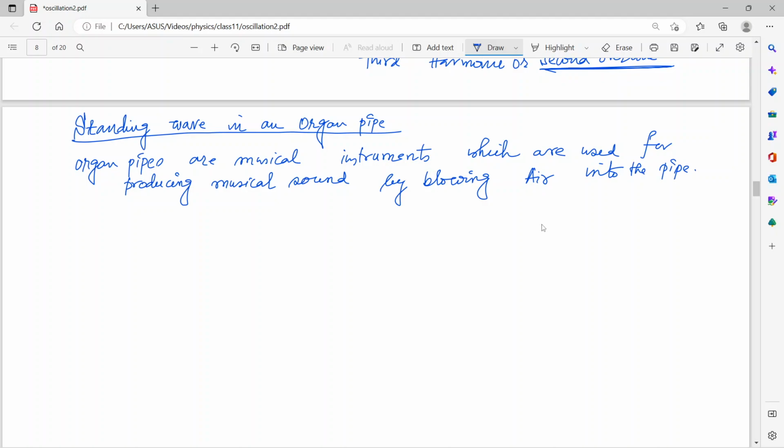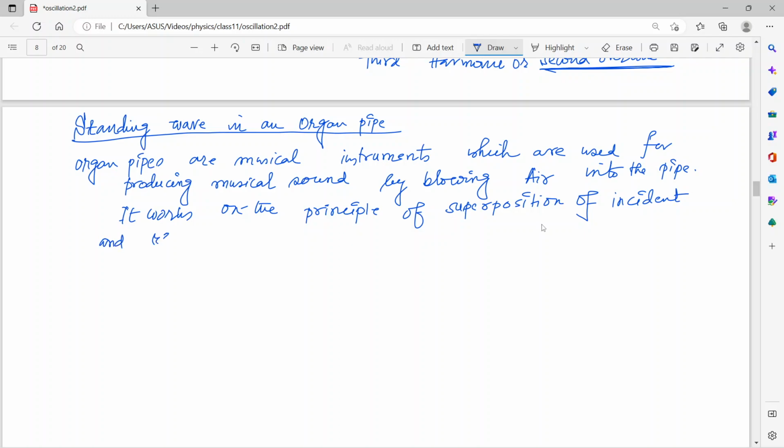It works on the principle of superposition, like a flute that is played. This is called an organ pipe, and it works on the principle of superposition of incident and reflected longitudinal waves.